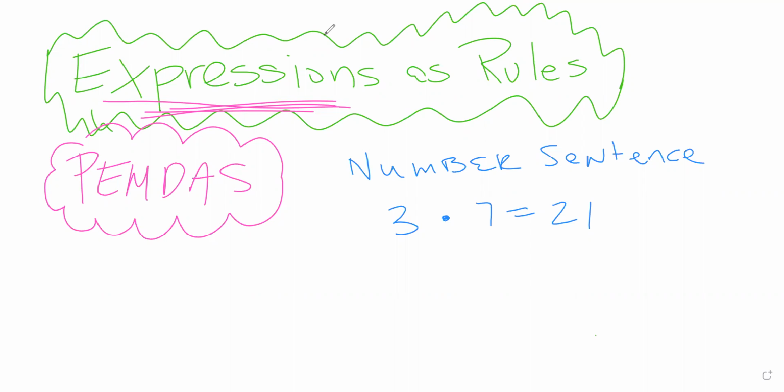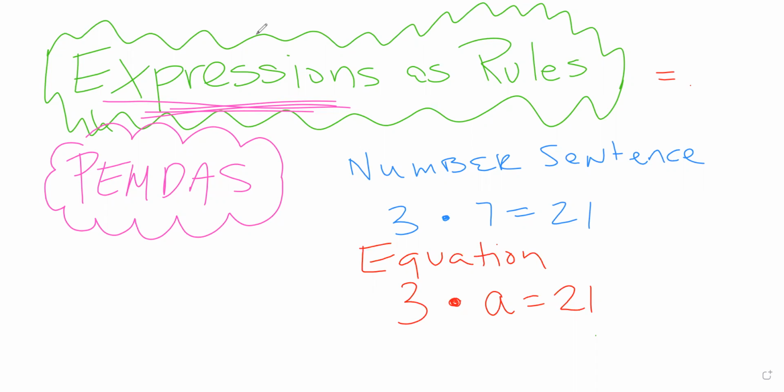Then the next stage is, what happens if we take something away from there? What if we say 3 times A equals 21 and we need to figure out what A is? Well, we call that the equation. The only piece to that is that we have a variable. So we have numbers, multiplication, and an equal sign, or sometimes that could also be greater than, less than, or equal to. Those are still equalities. And that would be the equation.